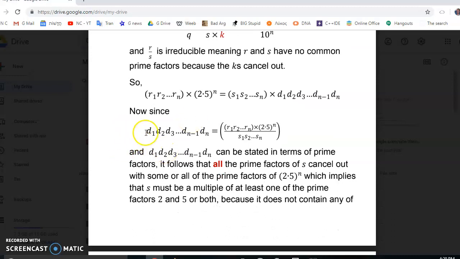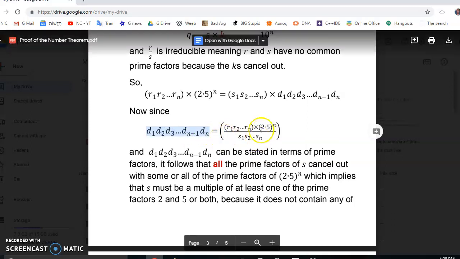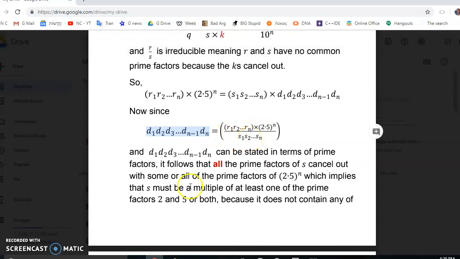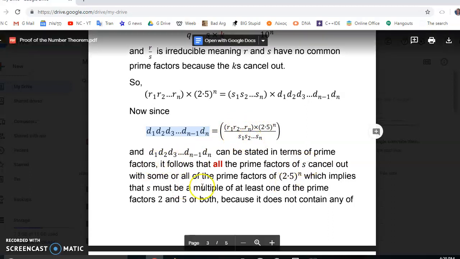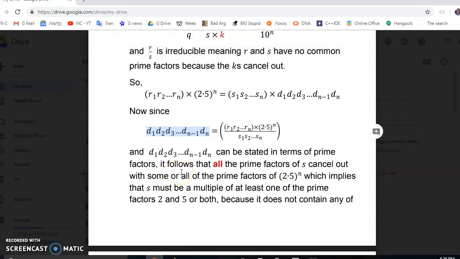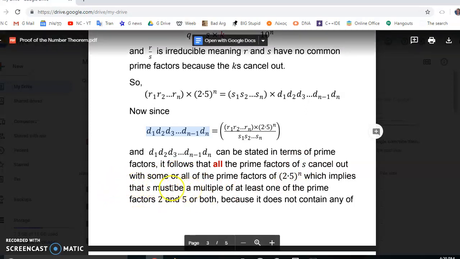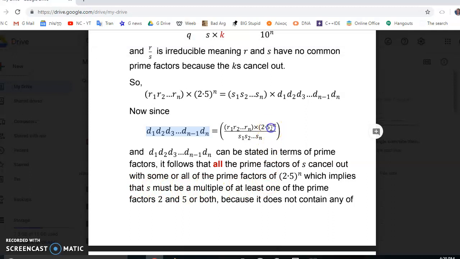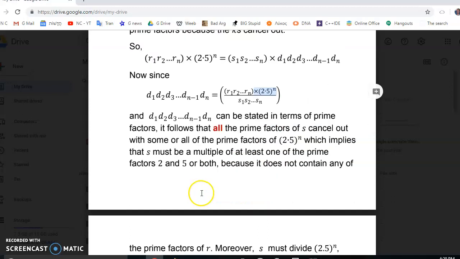And we can end up writing the d's, as you see on the left-hand side of this equation, right? Here, where I'm pointing to, is equal to this expression here. And so the d's can be stated in terms of prime factors. And it follows that all the prime factors of s cancel out with some or all of the prime factors of 2 times 5 to the power of n, which implies that s must be a multiple of at least one of the prime factors 2 or 5. And that is why any fraction with 3 at the bottom doesn't have a measure in base 10.